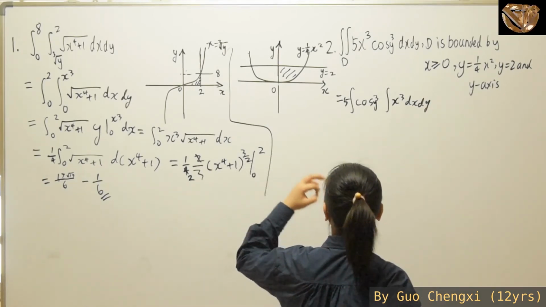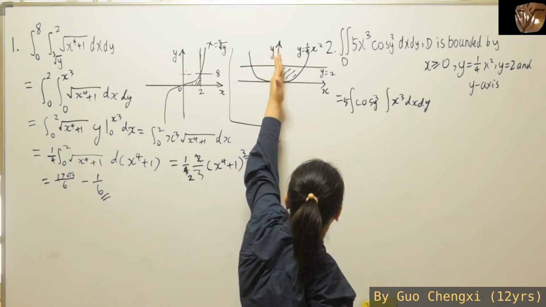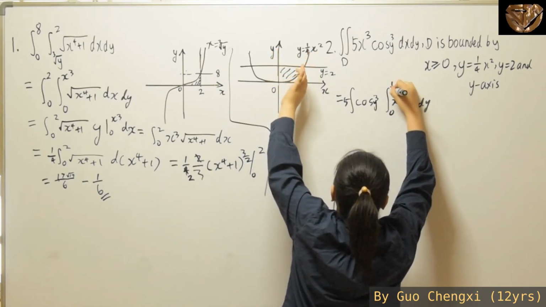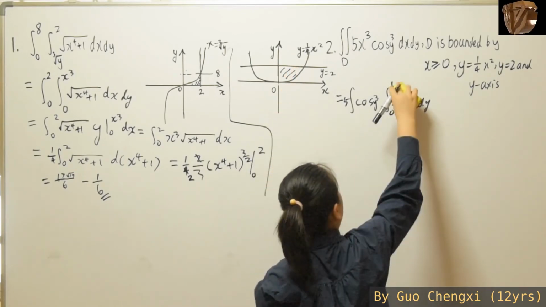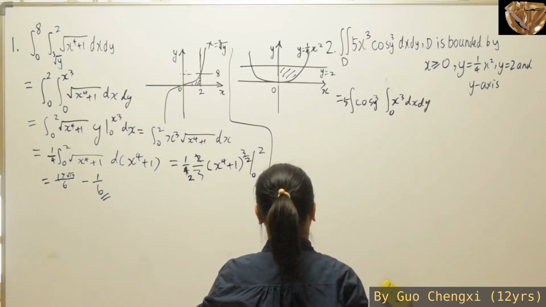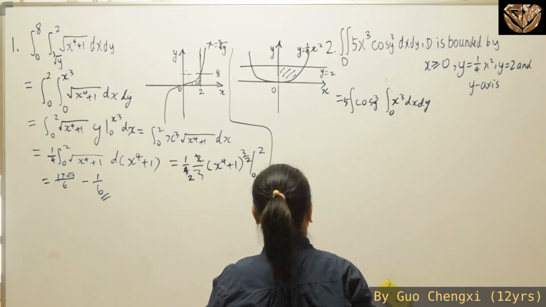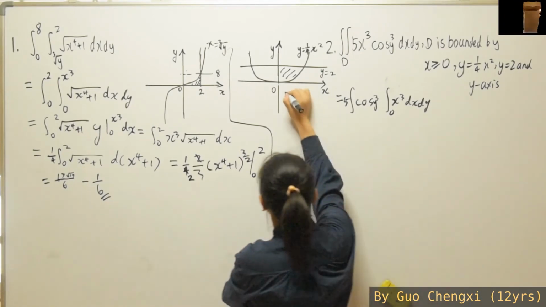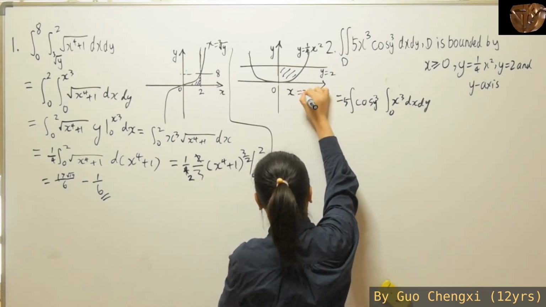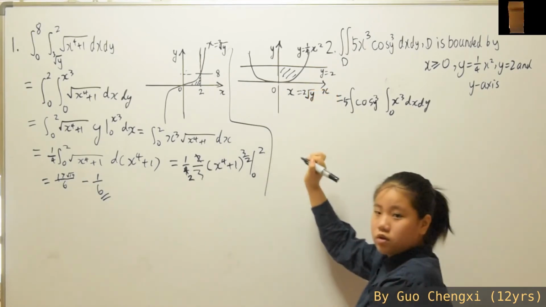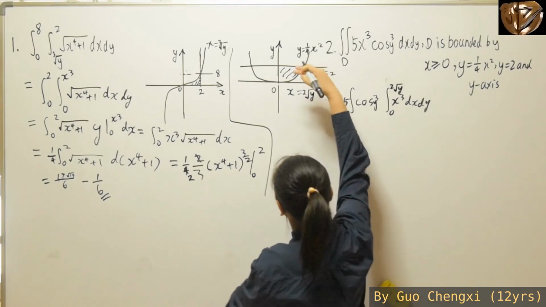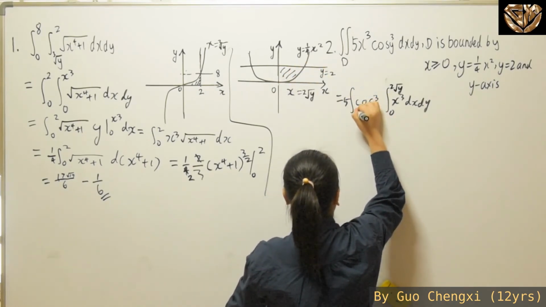Since we are integrating with respect to x first, it will be from 0 to this function. 1 over 4 x squared is what y equals, right? So that means that x squared is equal to 4y, so x is equal to 2 square root y. Okay, so over here, 0 to 2 square root y. And for y over here, it'll be from 0 to 2.